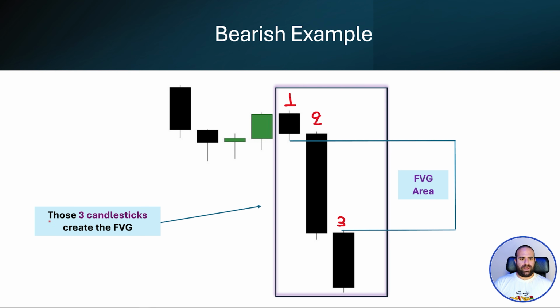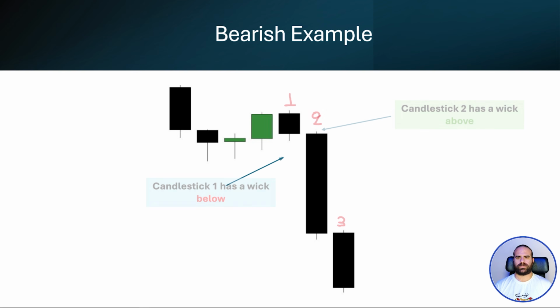There we go. Those three candlesticks create our fair value gap. I decided to put this rectangle, however this is called, and include those candlesticks within it so that you will know which three candlesticks are creating the fair value gap. The high of this candlestick and the low of this candlestick, the area in between that has not been tapped, is our fair value gap area in this bearish example. Now, let's go ahead and move on to the rules.